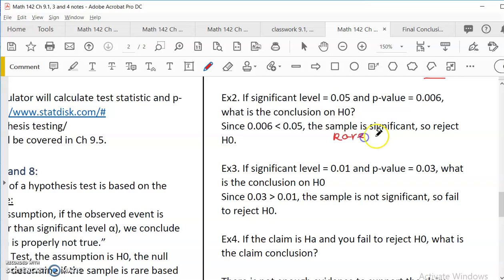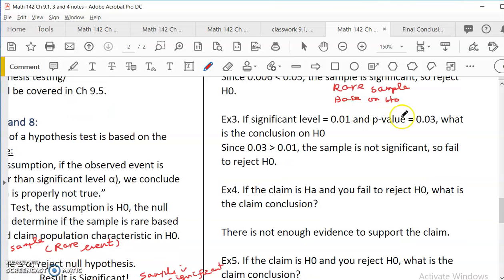It's a rare event, right? It's a rare sample. Rare sample not because it is rare. It's a rare sample based on H0. So based on H0 being true, you reject H0. Kind of like based on the fact that I assume that the coin is fair.